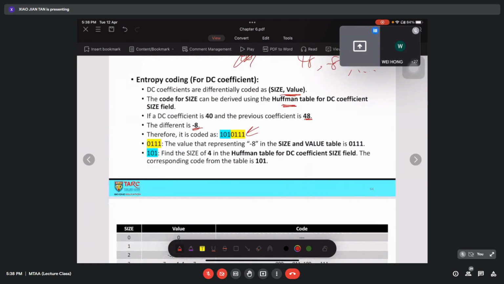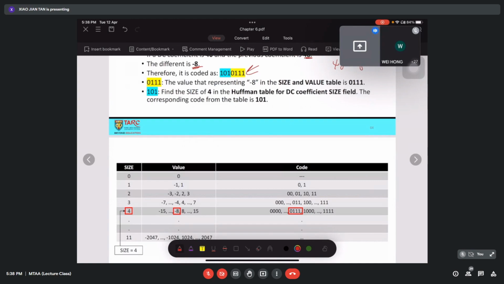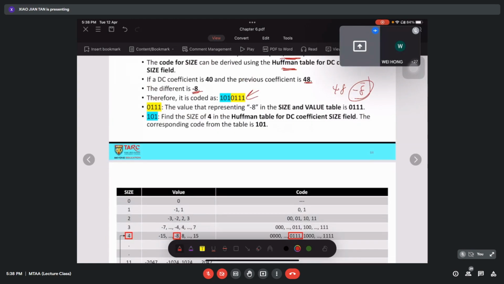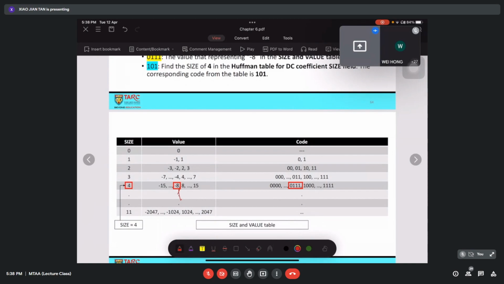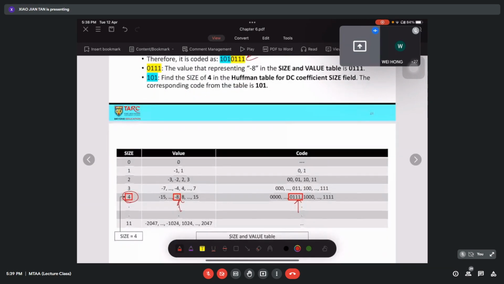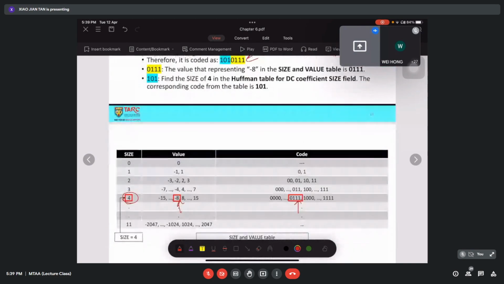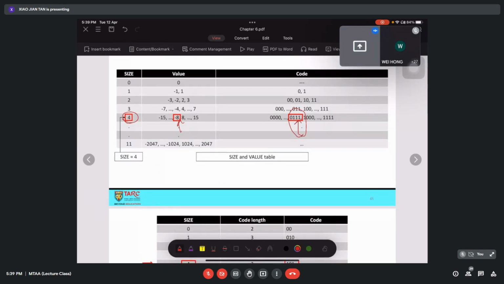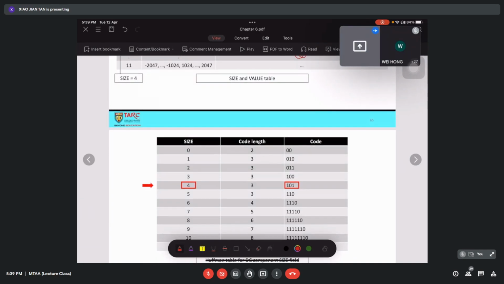Since the first one is 48 and the second one is -8, from here you need to find -8, which is this one, and -8 gets you your code and your size. So obey this: size and value. Size is 4, and the value is this one, -8. This is the code which represents -8. After that, get your size from here, 4. From 4, you get the code 101.